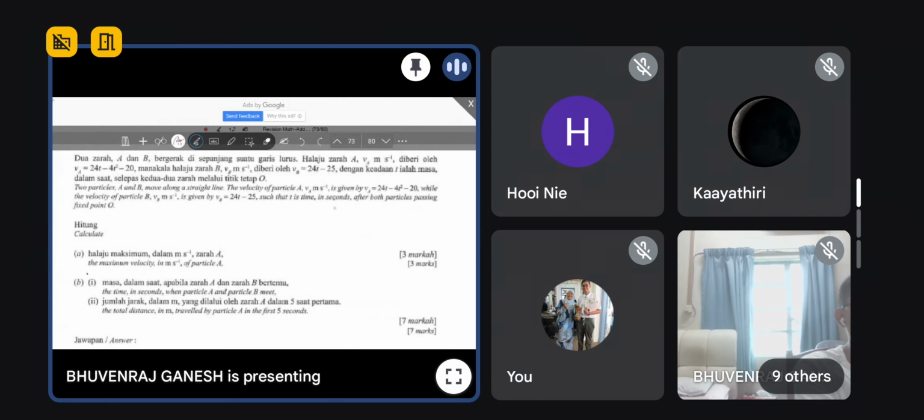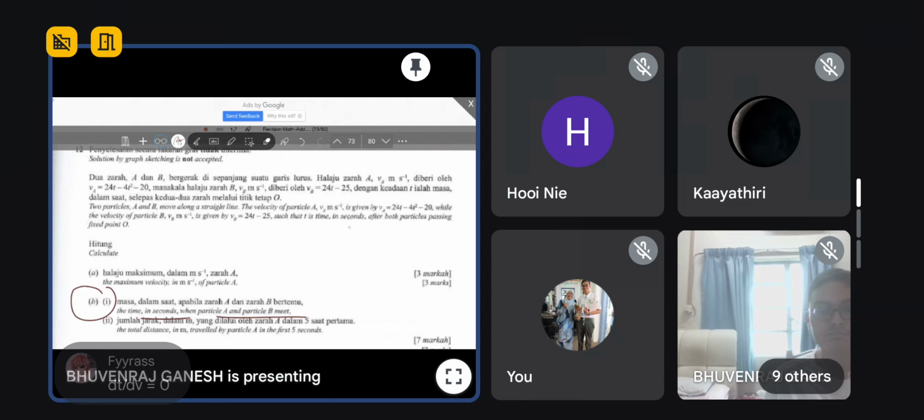So now we see part B. In part B, they ask us to find the time when the two particles meet. Okay. So now, this one is a bit challenging. So we don't use differentiation here. Okay, we are not using differentiation.